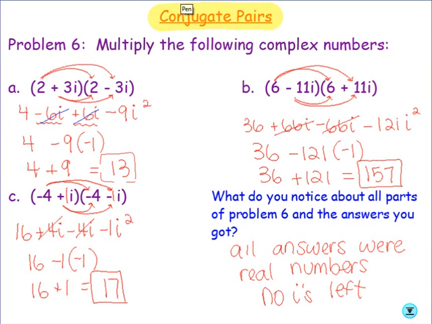If you look at the problems, 2 plus 3i, 2 minus 3i. 6 minus 11i, 6 plus 11i. Negative 4 plus i, negative 4 minus i. If you notice, the numbers are the same in both parentheses. The only thing that changed on each problem was that plus became a minus. That minus became a plus. That plus became a minus. All that changed was the imaginary part flipped.